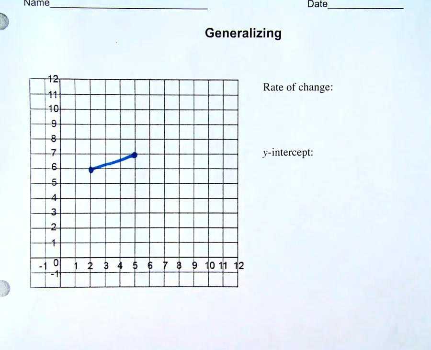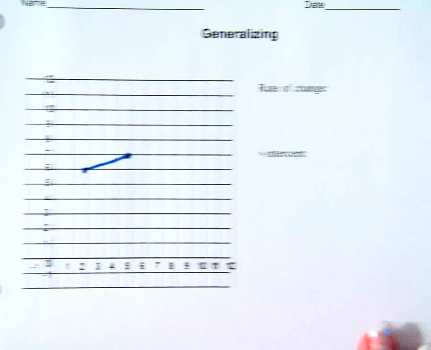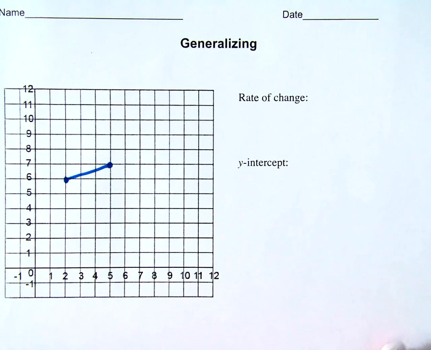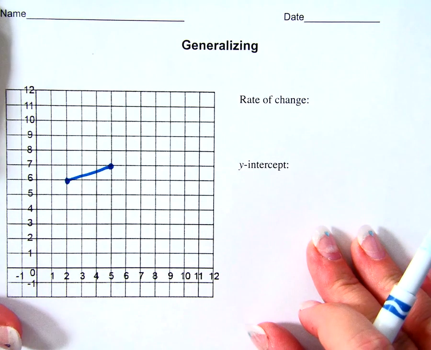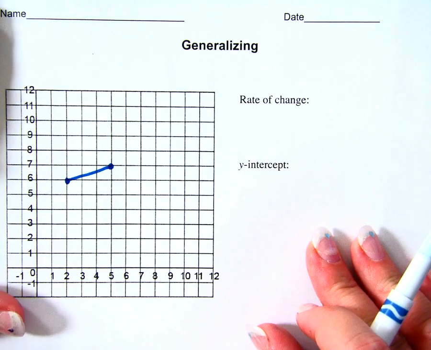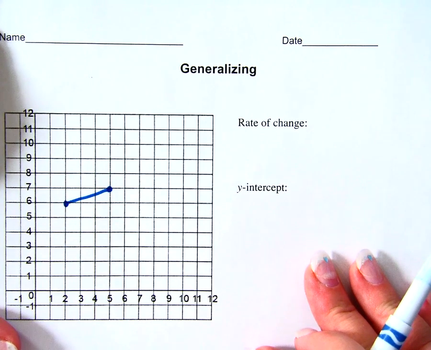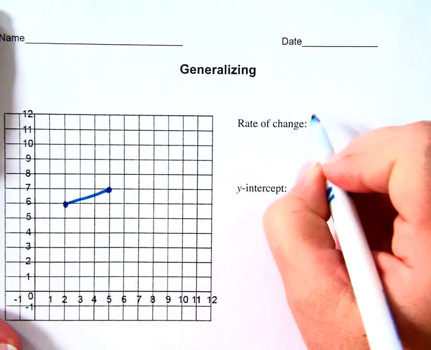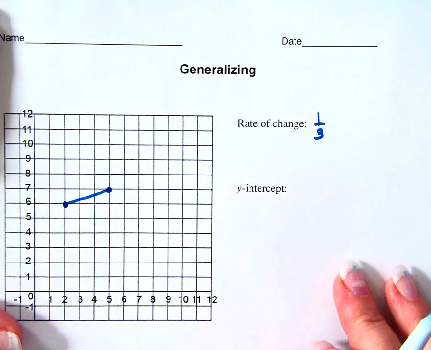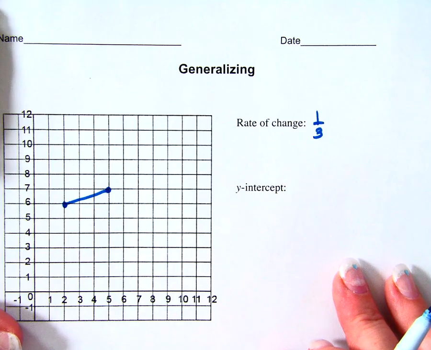From this line segment, I want you to find your rate of change. How many different ways is there to find a rate of change from a graph? About 12, right? Not really. There's probably like 3. Okay? But a lot. Okay? What's the easiest way to find a rate of change? Count. Rise 1, run 3. 1/3. But is that what we're going for here?